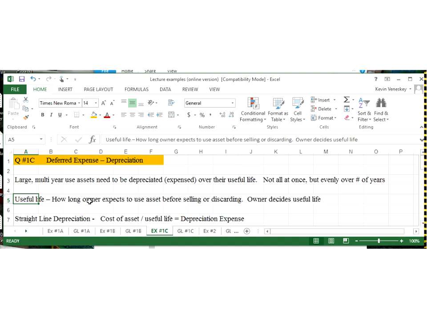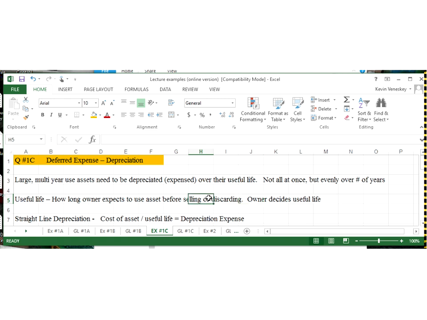Management's going to look at that asset and think, how long am I going to use it for the business? Not how long will it be able to be used by somebody, but just specifically, how long am I going to use it before it's time for me to move on, upgrade maybe, get rid of it, get something new. So for every business, it could be a little different.